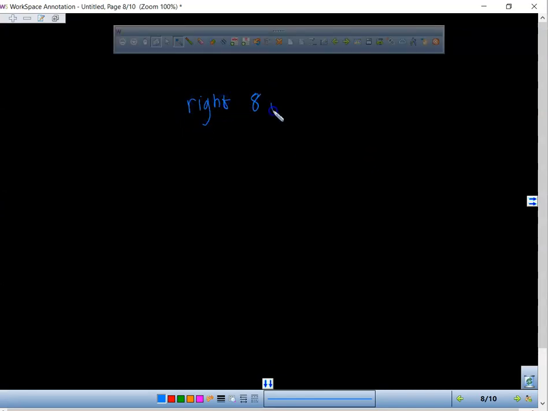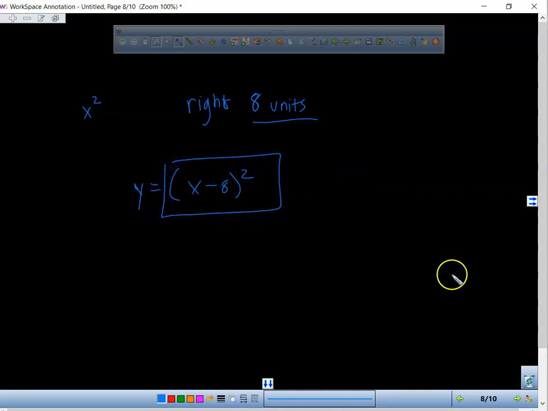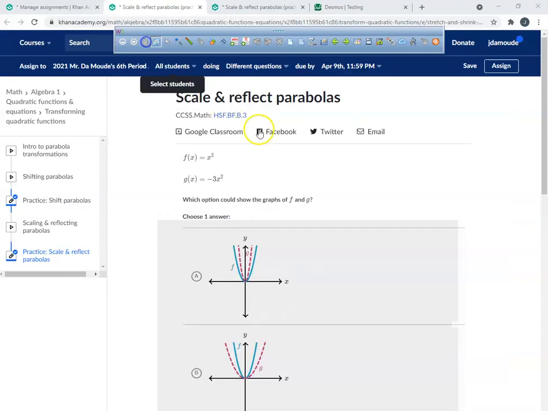So I have a student who wants to know how to go right 8 units. Don't worry, I'm not going to shame the student. Now what did we start with? X squared. So if I want to go right 8 units, I'm just going to put x minus 8 squared, and I'm done. That's how you make it go right 8 units. It didn't say anything about going up, so if there's no up, you don't put anything. Just shifted right 8 units.